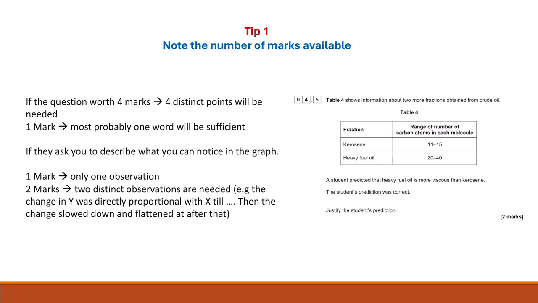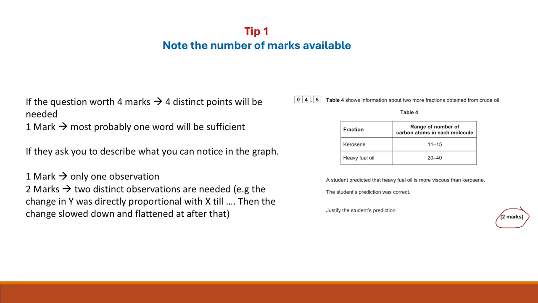This is an example from a past exam paper, and they tell you about two fractions obtained from crude oil, the kerosene and heavy fuel oil, and the student predicted that heavy fuel oil is more viscous than kerosene. The student's prediction was correct, and they ask you to justify the student's prediction. This is a 2 mark question. That means you need to make 2 observations or you need 2 distinct points.